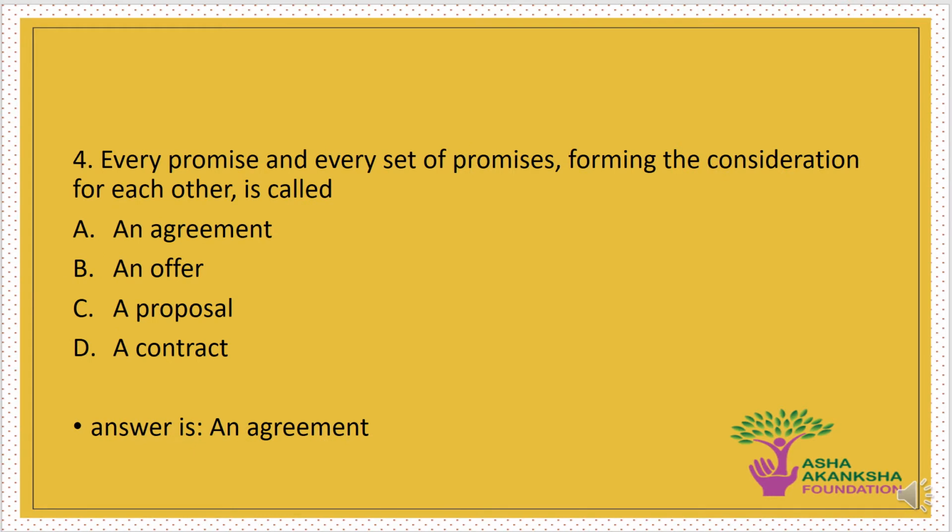The next question is, every promise and set of promises forming the consideration for each other is known as, options are A. an agreement, B. an offer, C. a proposal, or D. a contract. The correct answer to this question is option A, that is, every promise and set of promises forming the consideration for each other is known as an agreement.